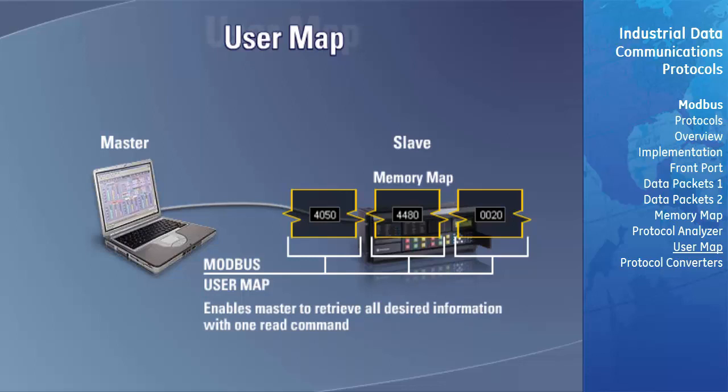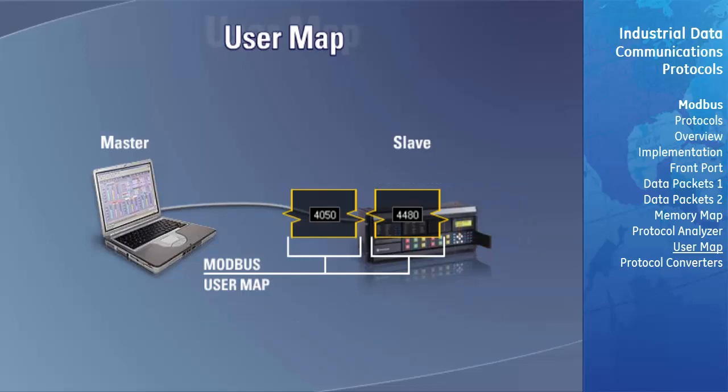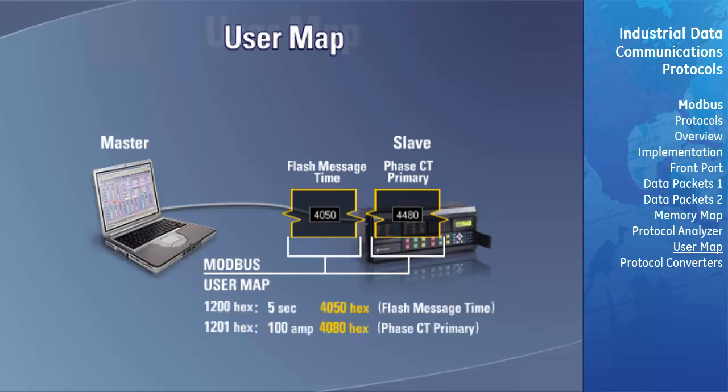As an example of how to configure the F60 user memory map, let's say that a master were interested in the flash message time located in memory location 4050 hex and the phase CT primary located in memory location 4480 hex. Both these values are stored in 16-bit unsigned integer. The Modbus user map starts at memory location 1200 hex. They will both be stored in the Modbus user map locations 1200 and 1201 respectively.